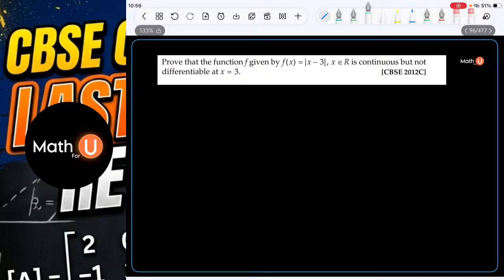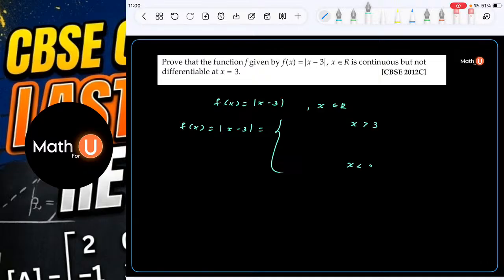Then we move to the next question. Prove that the function f given by f of x is equal to mod of x minus 3, where x belongs to real numbers, is continuous but not differentiable at x equal to 3. First you should define the function. Modulus is given, so you should define f of x equal to mod of x minus 3. It can be defined with cases: x greater than 3, x less than 3.